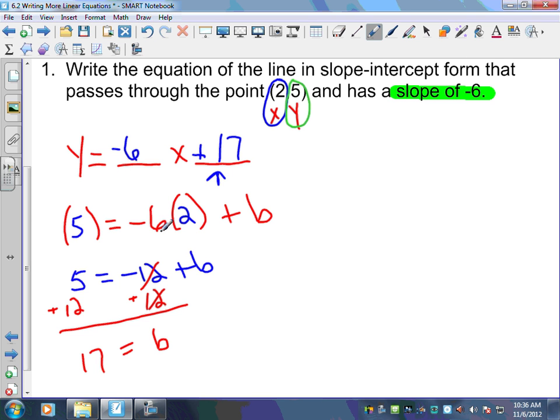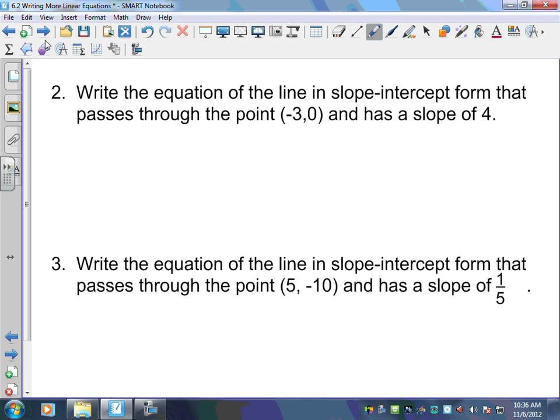Okay? It's not difficult, but it gets very involved. There's a lot of things to remember. Let's go ahead and do number 2. This is my x value. This is my y value. I need to write the equation of a line in slope-intercept form. So right away, y equals blank x blank. They tell me my slope. My slope is 4. So that means 4 goes right here. Now, go ahead and pause the video, see if you can do this one. Start the video back up and check your answer.